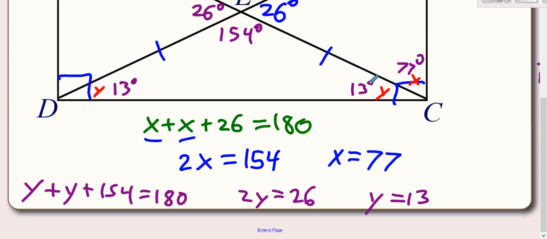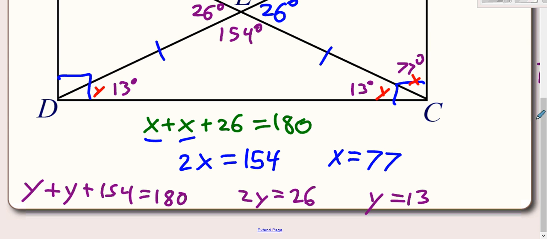Now, no matter which way you look at this, this problem needs to make sense. So we said over here, angle C is going to be a right angle. 13 degrees plus 77 degrees is 90 degrees. Every way you look at it needs to make sense. There shouldn't be any flaws, no matter how you look at it.